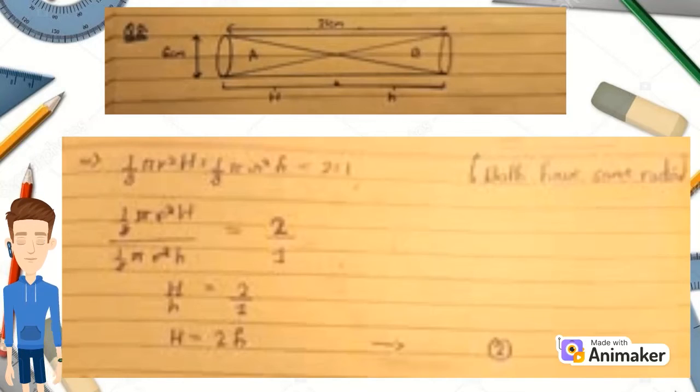As it is given that the capacities of cone A and cone B are in the ratio 2 is to 1, we will write so, and the 1 by 3 pi r square will be cancelled, as 1 by 3 and pi are constants and r is the same for both the cones. Now we get that capital H by small h is equal to 2 by 1, and therefore we can say that capital H is equal to 2 small h. Let this be equation number 2.